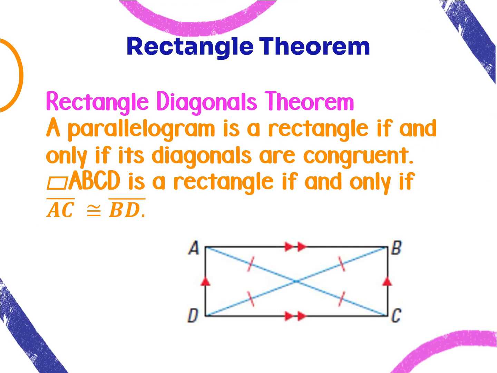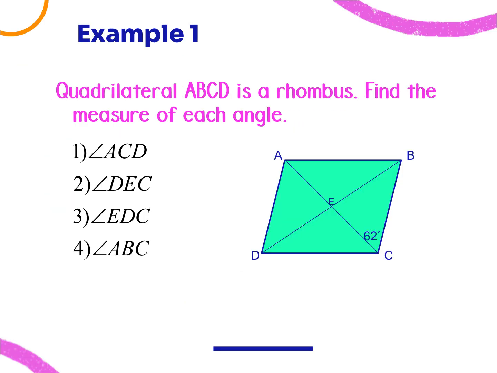Looking at rectangle. Okay, now I'm looking at my rectangle theorems. Rectangle diagonals theorem. A parallelogram is a rectangle if and only if its diagonals are congruent. So this is kind of what we wrote on the last slide with the diagram. If and only if my diagonals are congruent. Go ahead and look at this example. It says quadrilateral ABCD is a rhombus. So we're working with a rhombus.